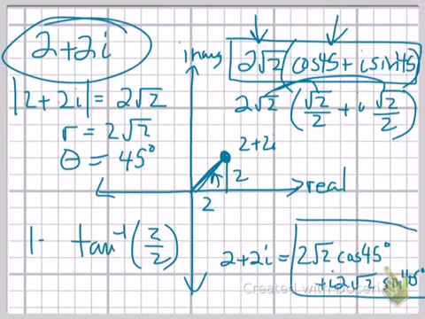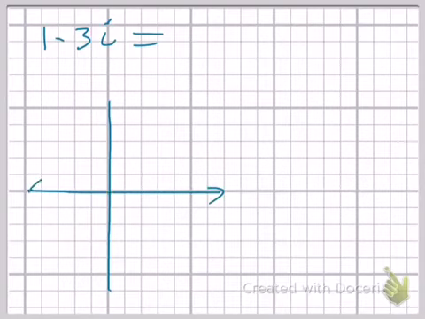Okay, let's do another. Let's do 1 minus 3i. I don't know what that is in polar form. 1 minus 3i. So let's start out by graphing because we need to kind of see this. I want you to be able to see the context.